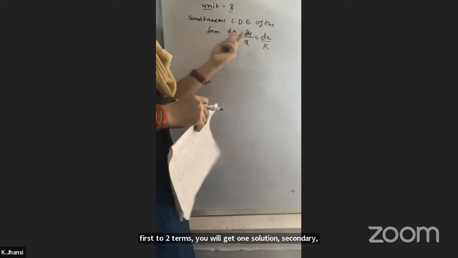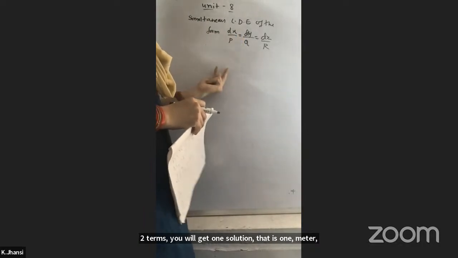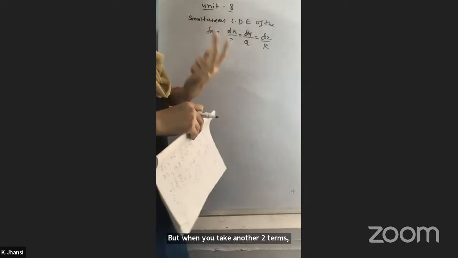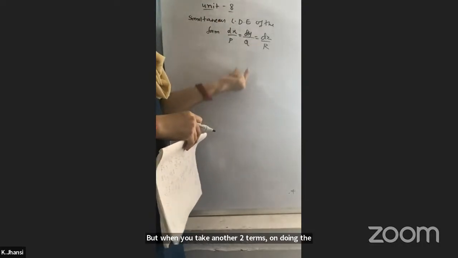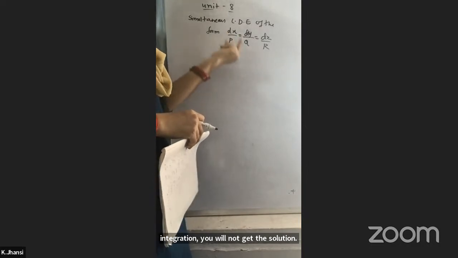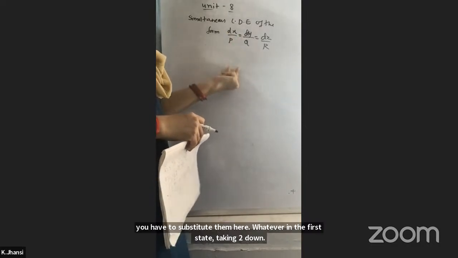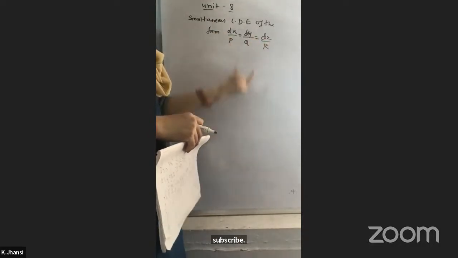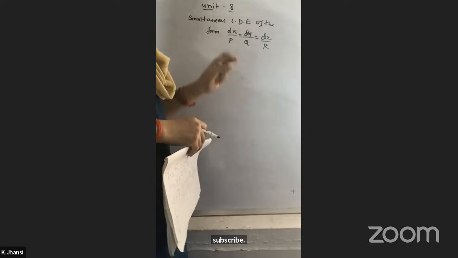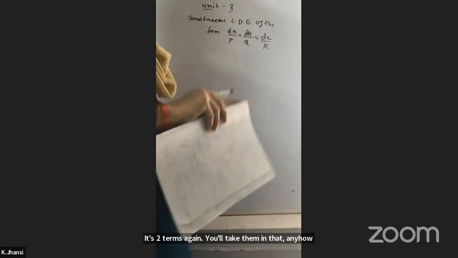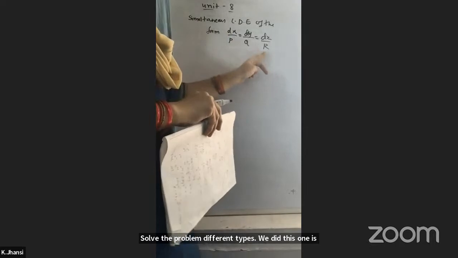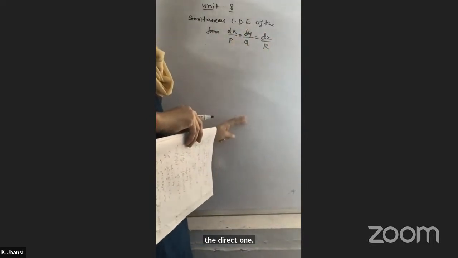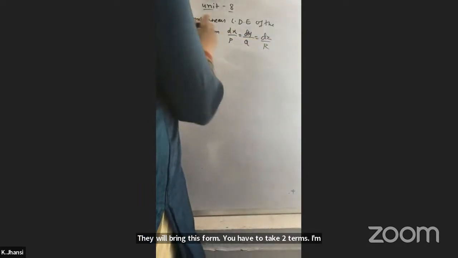The second method is: if you take any two terms, you get one solution, but when you take another two terms, on integrating you will not get the solution. So you have to substitute the solution from the first two terms into these two terms, take it again, and solve the problem. Different types will be there in this. One is the direct one, in this form, where you take two terms, then another two terms, and find the solution. Okay, we'll see one example of that.